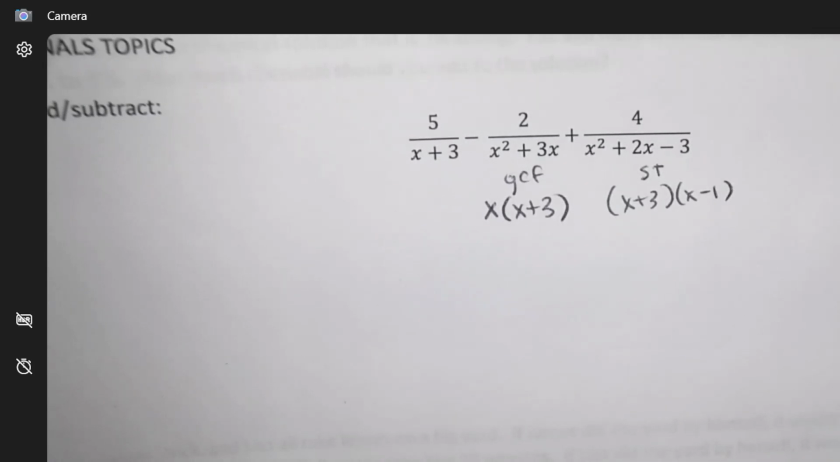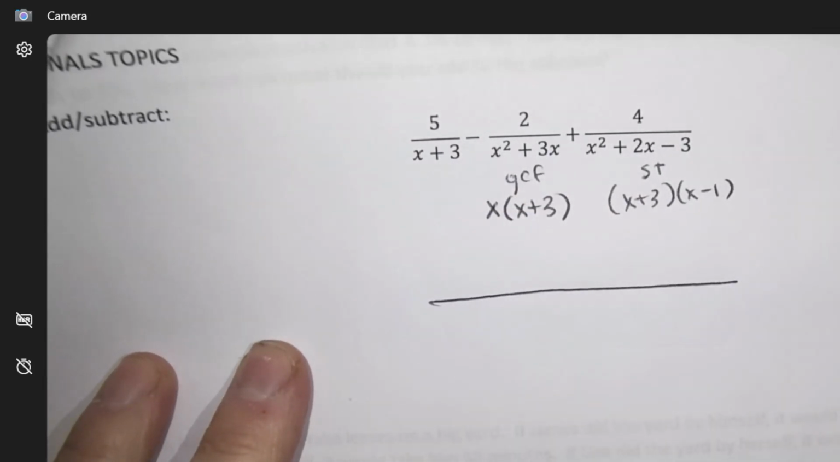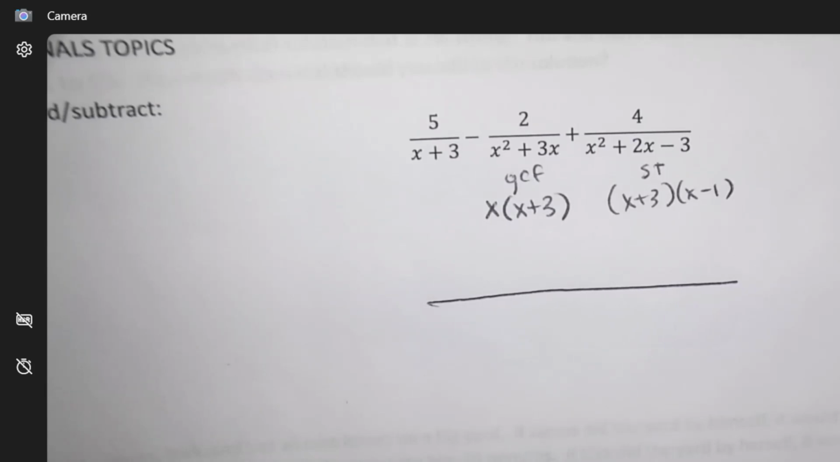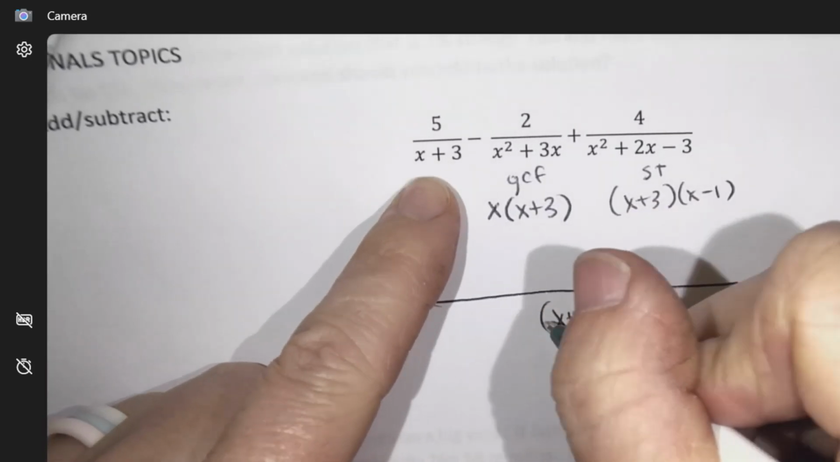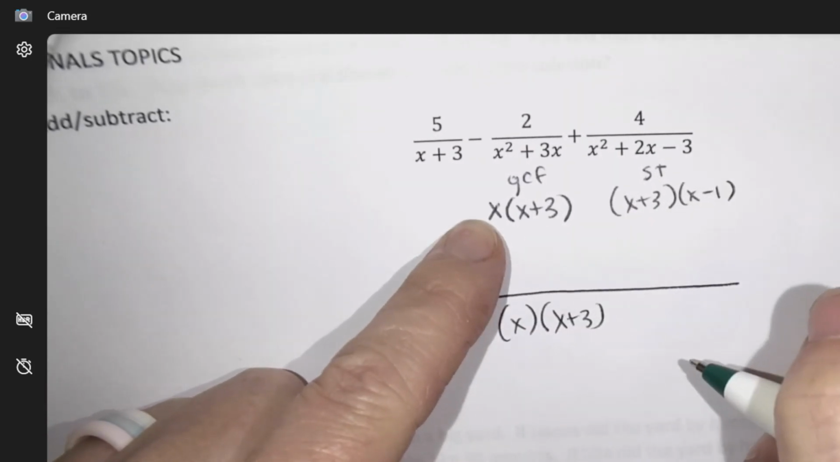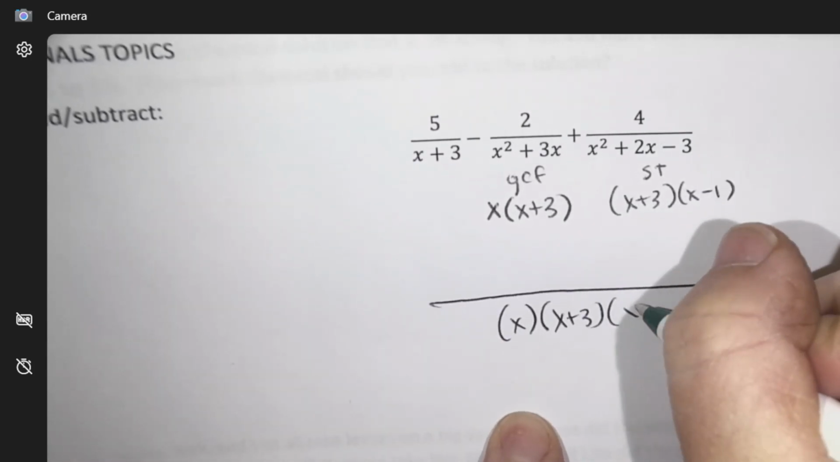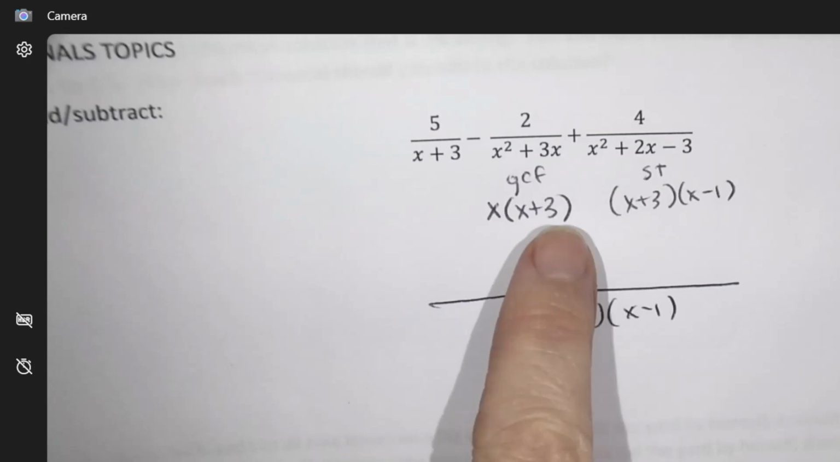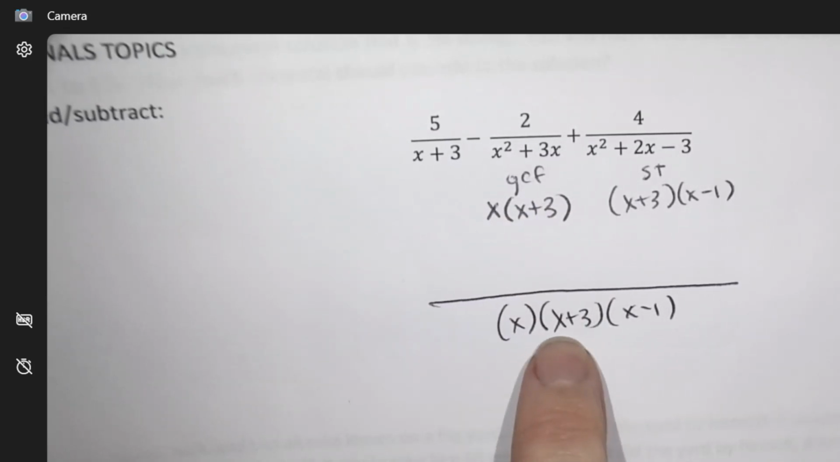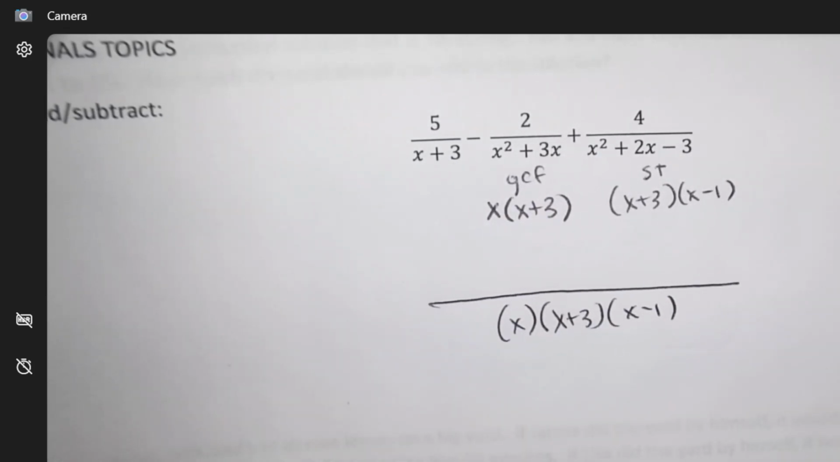Okay, so now I'm going to add. And when I put adding fractions together, I need a common denominator that will fit everything in it. So I'm going to need an x plus 3, an x, and an x minus 1. So the first one fits in there, this 2 fits in there, and these 2 fit in there. Yep, it's good. It works.